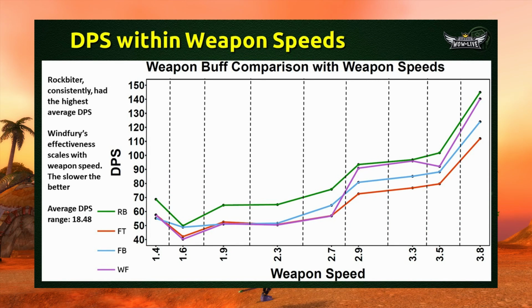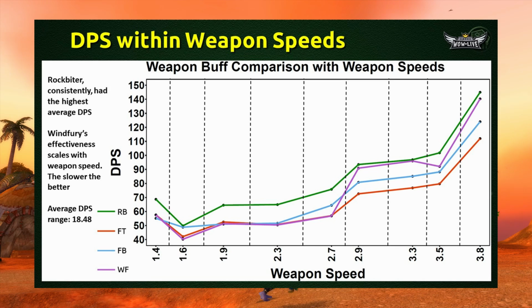Green line is Rockbiter, blue is Frostbrand, the orange-red is Flametongue, and the purple is Wind Fury. Across the x-axis are the 9 weapon speeds I tested, going from 1.4 to 3.8, and DPS is on the y-axis. Don't look at the increase from 1.4 to 3.8. That's due to the weapon's DPS. What you're really interested in is comparing the 4 weapon imbues within the dotted lines.